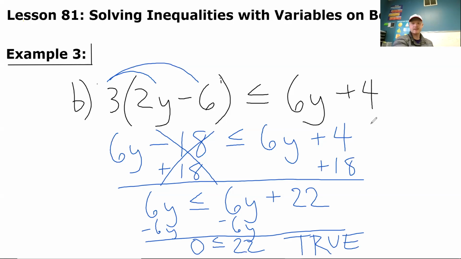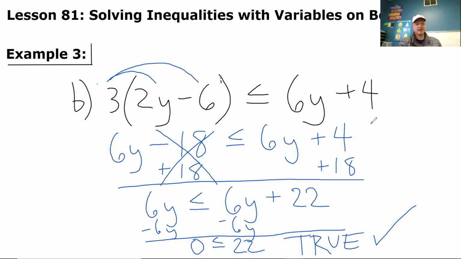So 0 is less than or equal to 22. You could write true, you could put a check mark, whatever you want to do to indicate that this statement is true.